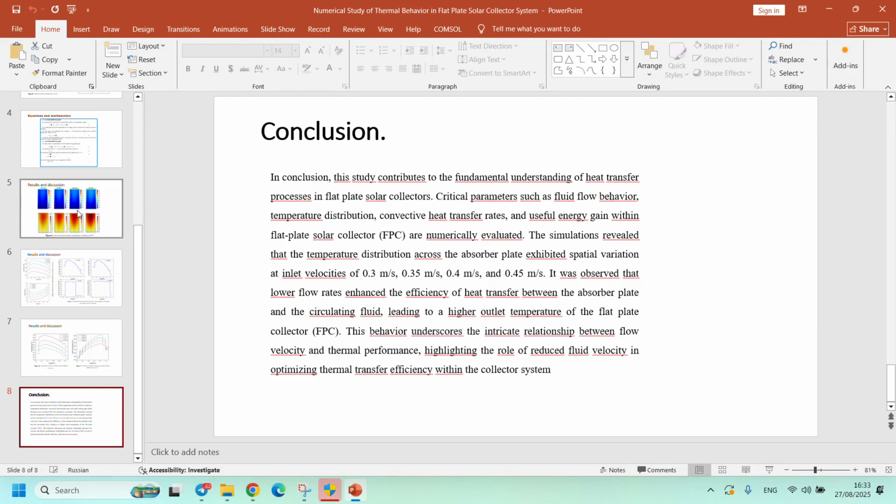This behavior underscored the intricate relationship between flow velocity and thermal performance, highlighting the role of reduced flow velocity in optimizing thermal transfer efficiency within the solar collector system.